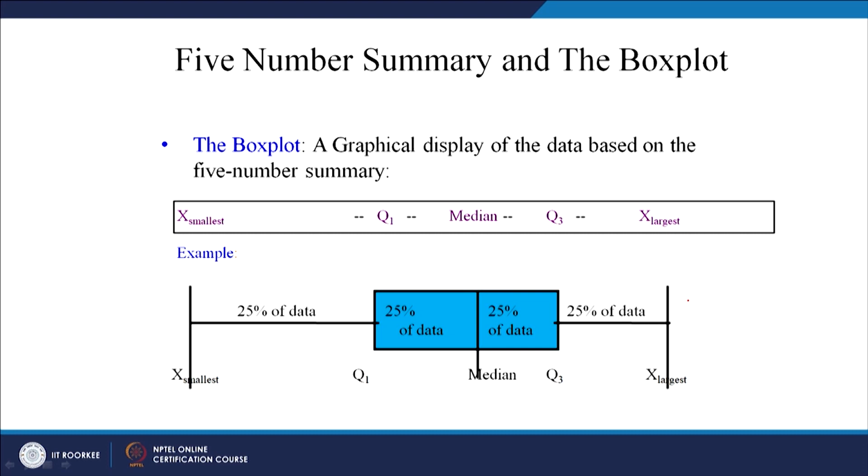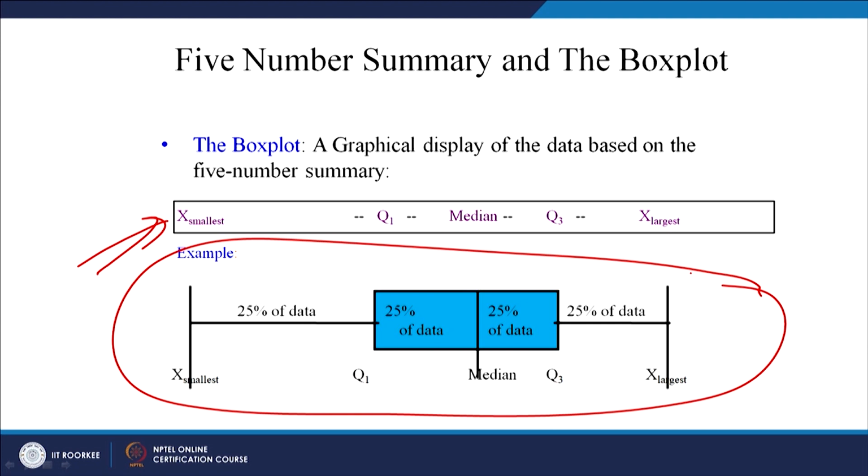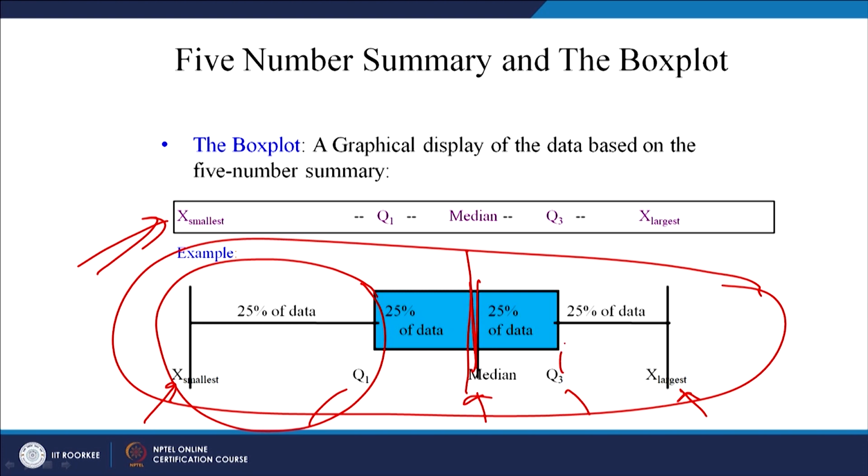5 number summary and the box plot. So, this is your 5 number summary: smallest value, Q1, Q3, median and largest, and this is the box plot. In a box plot, you will have all these 5 points: smallest value, largest value, Q1, Q3 and median. We have always said that Q1 is the first 25% of data, median the first 50%, the middle point, and Q3 the first 75%. So, this is a box plot.